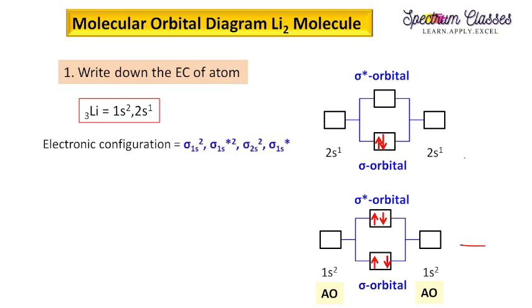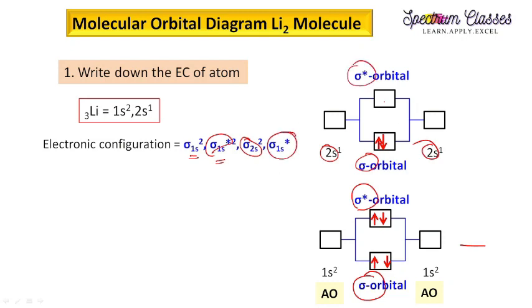Now write down the electronic configuration. Are you able to write the electronic configuration for this? This is sigma, formed by the combination of 1s orbitals. This is sigma star, also formed by 1s orbitals. Next is the sigma orbital, formed by the combination of two 2s orbitals, and this is sigma star. So you need to follow the increasing order of energy.